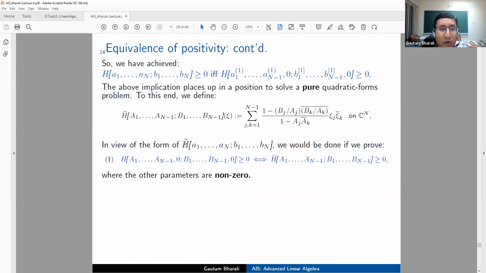So you see, in view of what the H tilde form is, which I just showed you, we would be done if I could show that the H quadratic form with A1 through An, where the nth term is actually 0, and capital B1 through capital Bn with the last term 0, is equivalent to the positive semi-definiteness of the H hat form that I had just now introduced. And I must point out to you, with all the other parameters being non-zero.